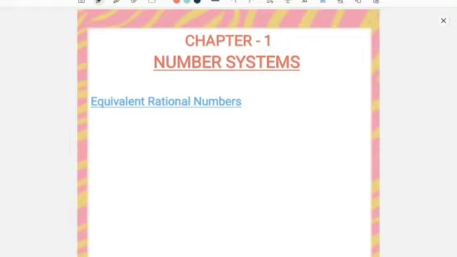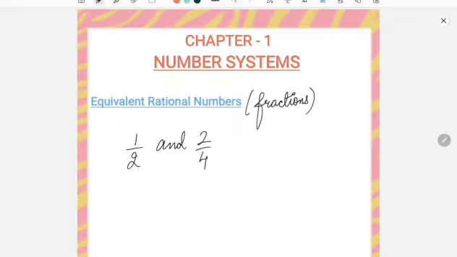So today we are on the second video of number systems. We are going to learn equivalent rational numbers. What are equivalent rational numbers? I hope you would have heard about equivalent fractions. What are equivalent fractions? Equivalent fractions are those that have the same value, but they look different. For example, 1 by 2 and 2 by 4. Both these fractions look different but they have the same value.